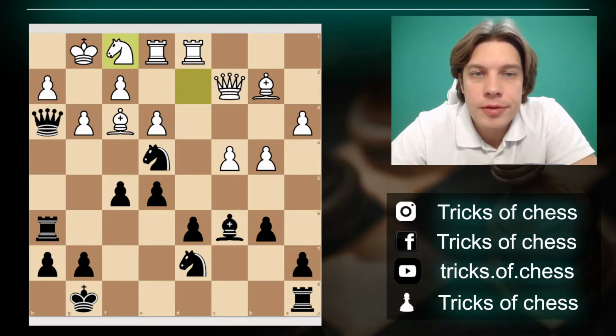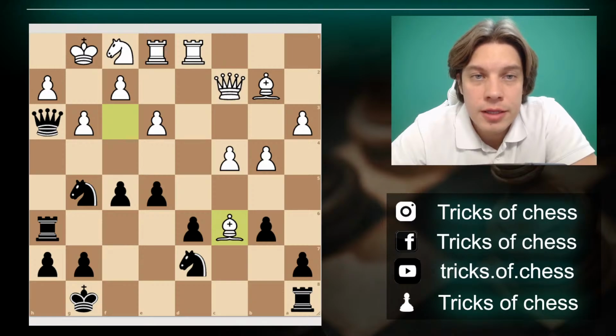So, what do you think? What could our next move be? Knight g5? Unfortunately, no. If knight g5, they can just take on c6, and what then?